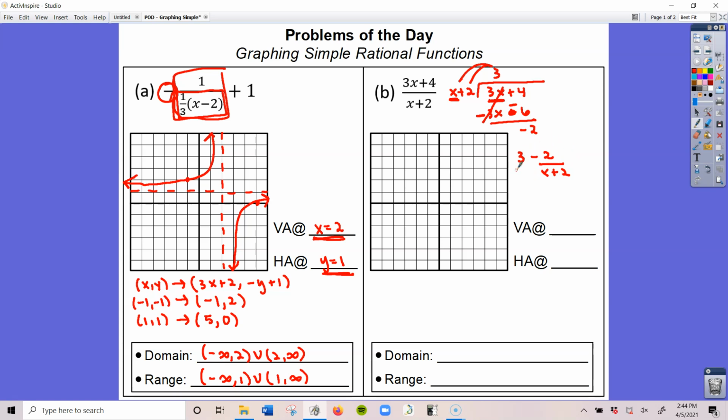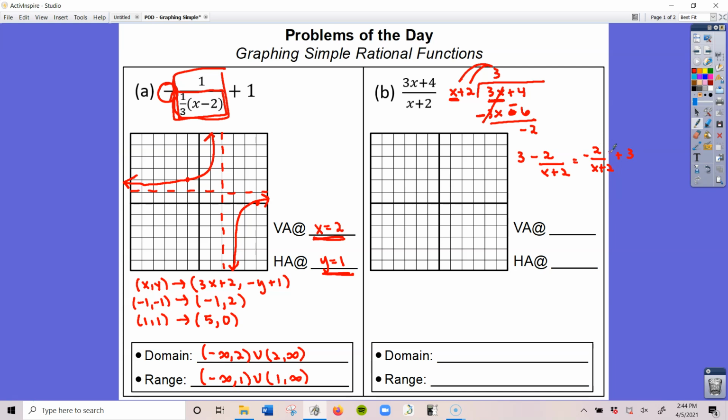We always have the fraction first and then the number at the end, so we're just going to reverse the order. This is the same thing as saying -2 over x plus 2, and then since the 3 is positive, we put plus 3.